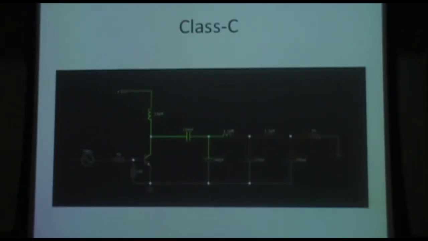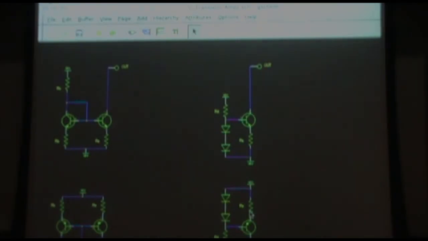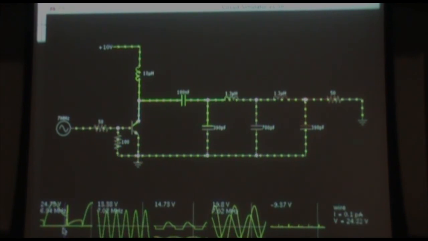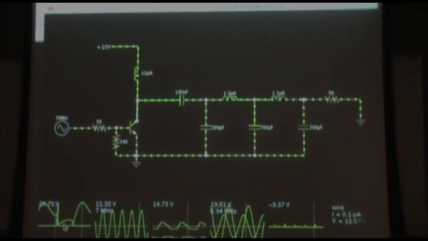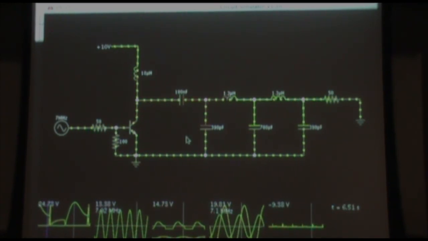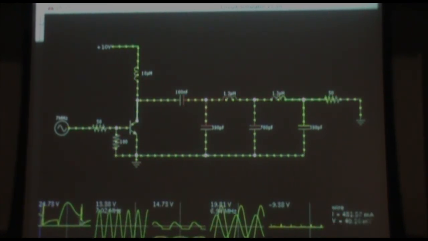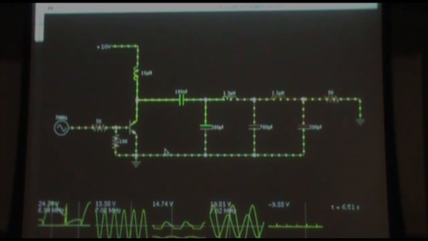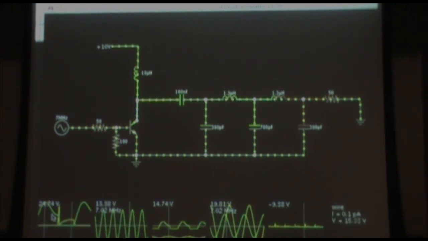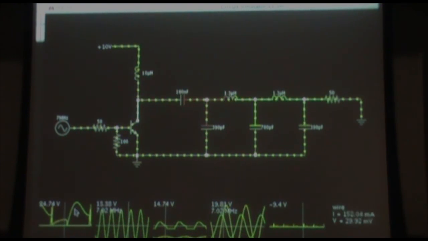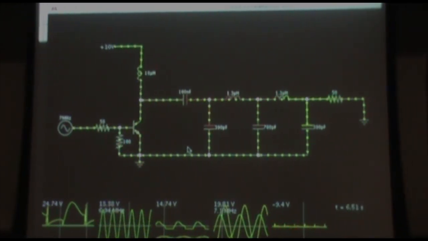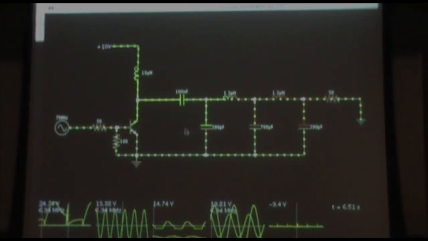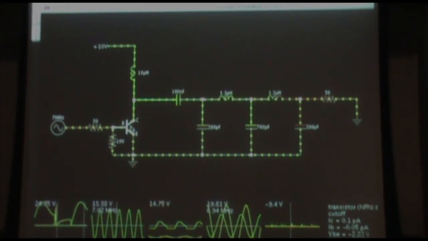So, actually, let me go back to that. One of the disadvantages of a class C like this is if you watch when the transistor turns on, it has to pull a lot of current out of this capacitor. You have this spike here. The reason is just because the voltage across the switch, when it turns on, is still very high. And it has to basically evacuate the charge from this capacitor in order to make the voltage across the transistor zero.